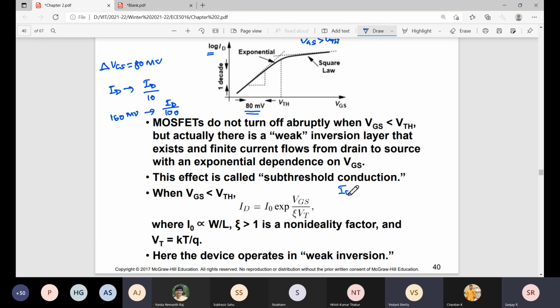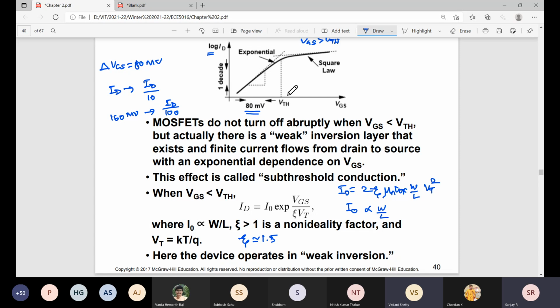Now you can see this I naught. So what is this I naught? I naught equals 2 zeta beta. I don't want to write the beta, so let's take NMOS: mu n C of W by L Vt square. Vt is the thermal voltage. So I naught is proportional to W by L, the remaining terms being constant. Zeta is approximately 1.5, although here it is mentioned as 1.